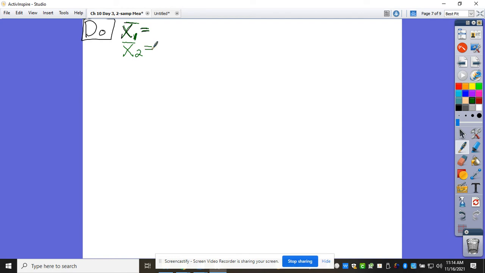What else do we have from each sample? What else? What else are we going to have from both samples? Standard deviation, so it's going to be sigma 1 or S1. Which one did I say we're going to see most often? S. So almost always it's going to be S, but it can be sigma.